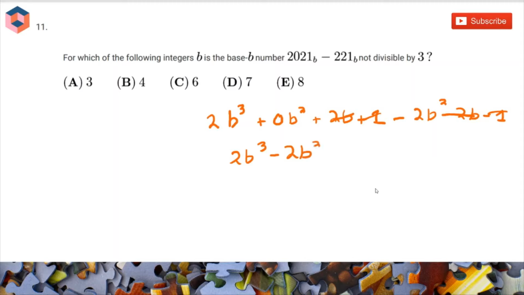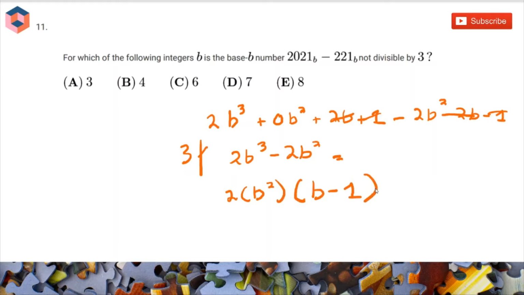And when is this not divisible by 3? So this means 3 is a factor of this. If we put a line through, it means that 3 is not divisible by that. Let's factor this. That might tell us a bit more. Factor out the 2, factor out the b squared term, and you'll be left with something that looks a bit like this.